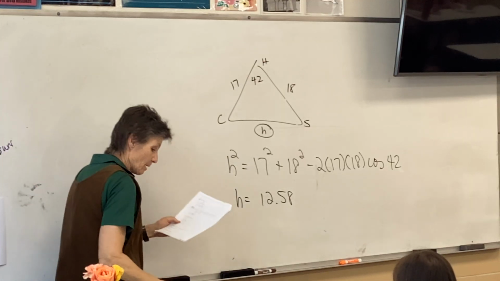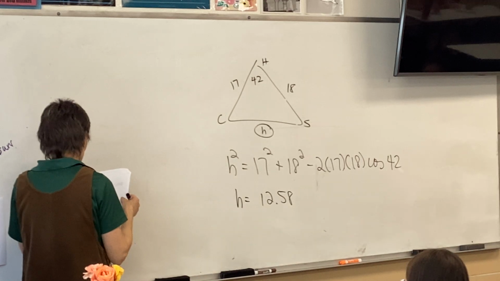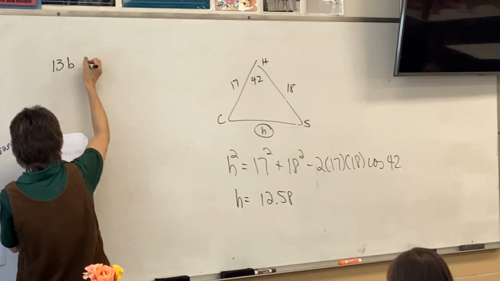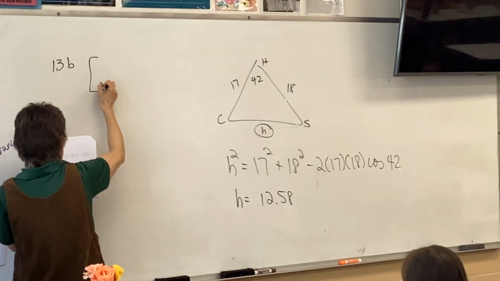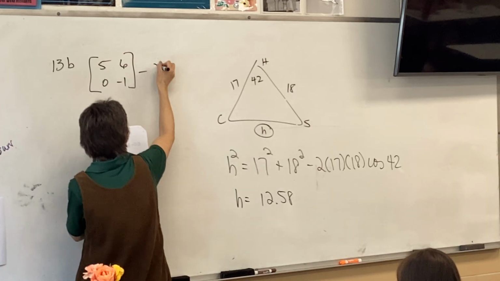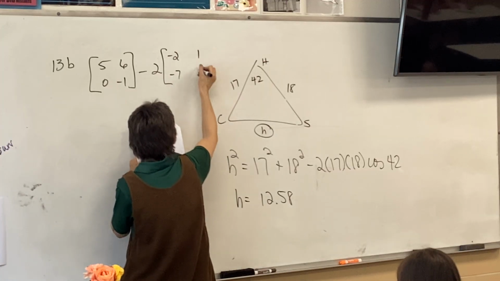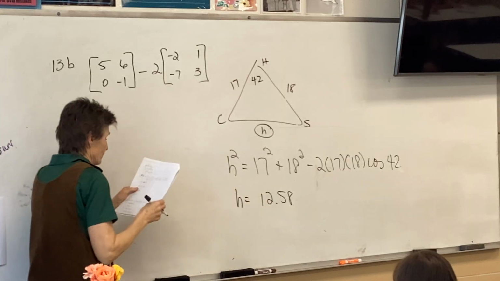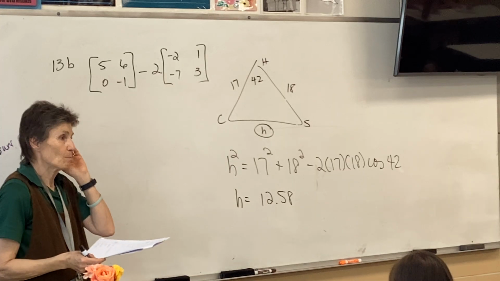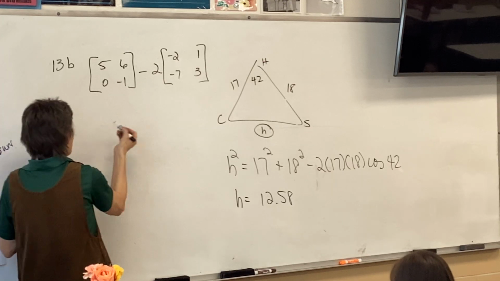All right, now we're going to do 13, B and C. So we're going to do B minus 2C. So this one happens to be a subtraction. Addition works the same way. We just add instead of subtract. Be careful.